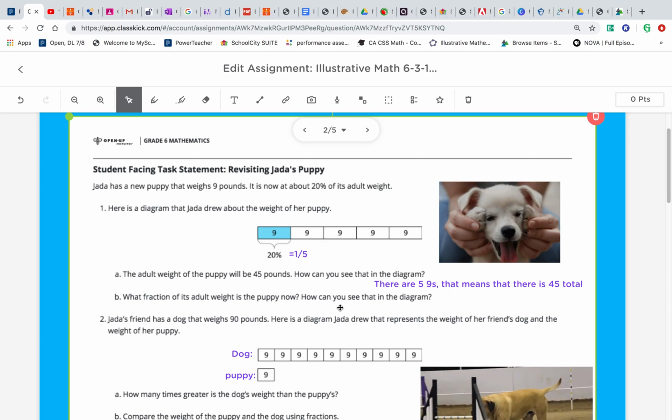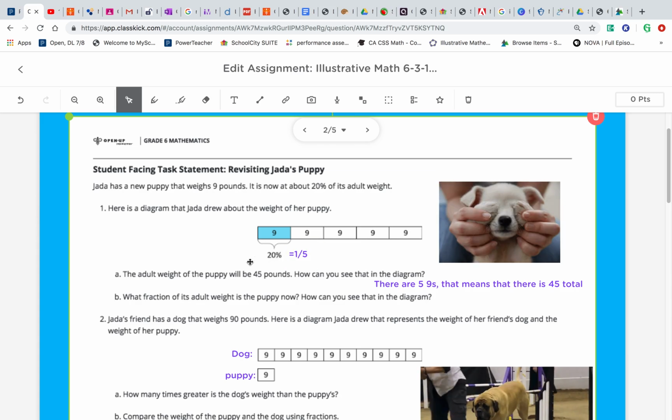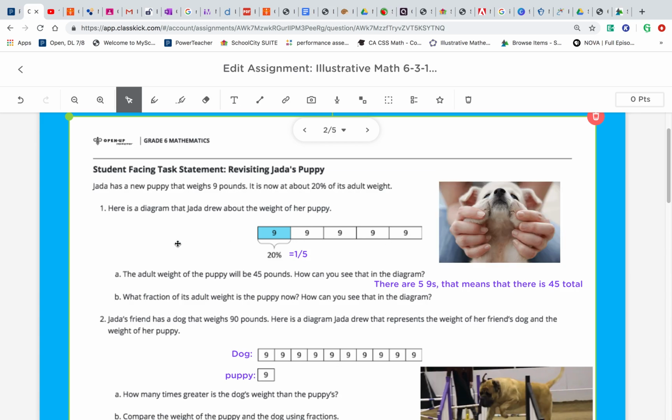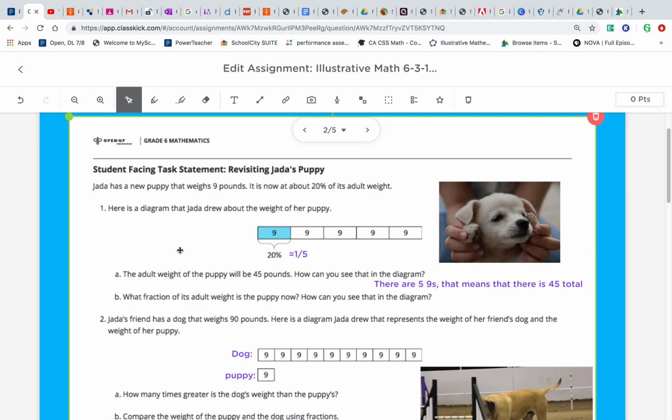What fraction of the adult weight is the puppy now? How can you see that in the diagram? Well, that's what I explained earlier. You can see in the diagram there are 5 parts, and if one of the parts is 20%, and they're all the same amount, they're all 9, that means it is 1 out of 5. So it helps you to understand how these diagrams work, because sometimes making your own diagram like Jada did will help you to understand what's happening in a problem.